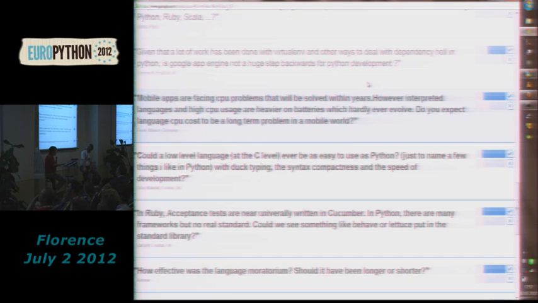Mobile apps are facing CPU problems that will be solved within years. However, interpreted languages and high CPU usage are heavier on batteries, which hardly ever evolve. Do we expect language CPU costs to be a long-term problem in the mobile world?